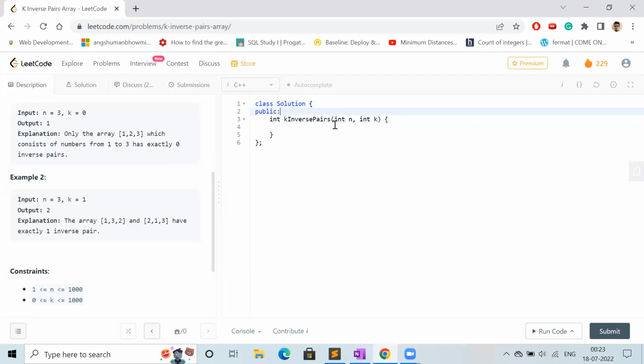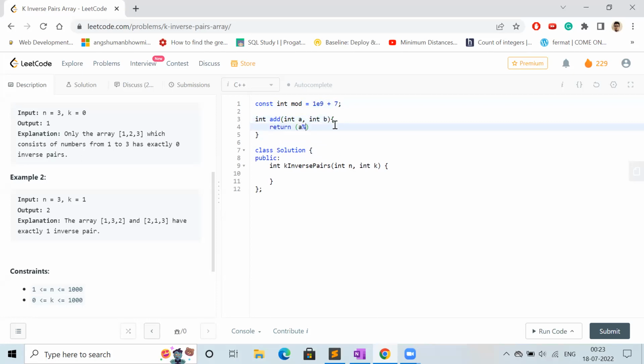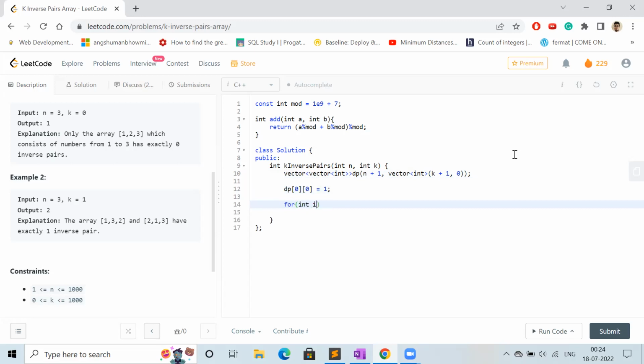Yeah, fine. So first of all, we need to output our answer modulo 10^9 plus 7. So also let's create a helper function of adding two integers and returning them modulo the prime which is given. So this is the one, and let's create the DP table that we were referencing in our explanation. So dp of n plus 1, k plus 1, 0. As we said, having 0 elements and 0 inversions, the value would be 1, and then comes our transitions.